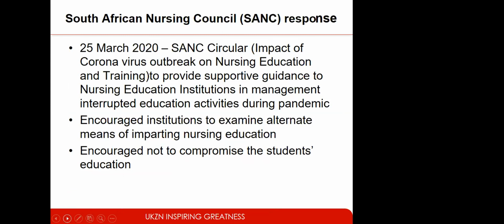a circular on the 25th of March 2020. The circular addressed the impact of the coronavirus outbreak on nursing education and training, to provide supportive guidance to nursing education institutions in the management of interrupted education activities during the pandemic. The circular encouraged institutions to examine alternate means of imparting nursing education.